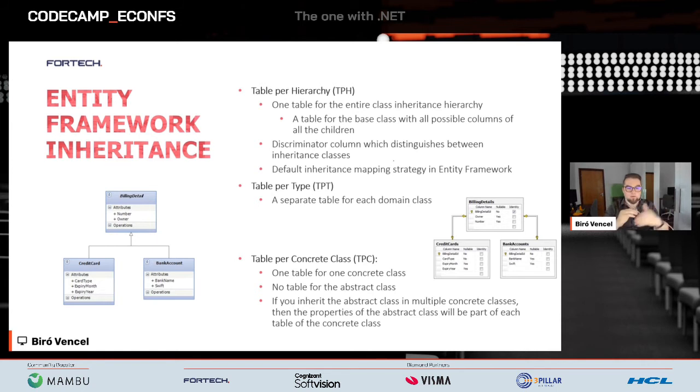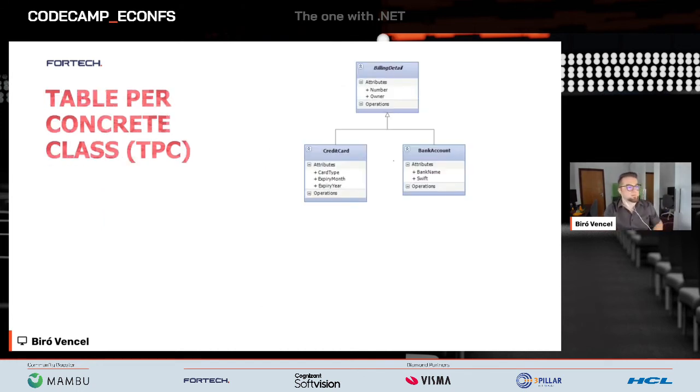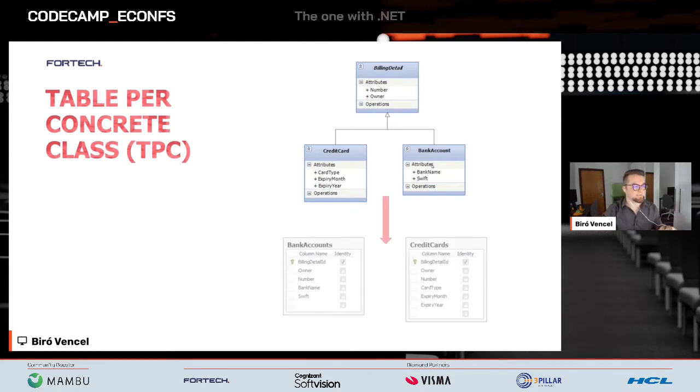So if you inherit the abstract class in multiple concrete classes, then the properties of the abstract class will be part of each table of the concrete class. Here you can see it. Billing detail is the abstract class, and credit card and bank account are the concrete classes. This results in a bank accounts database table and a credit cards database table, but you can see that there is no billing details table.